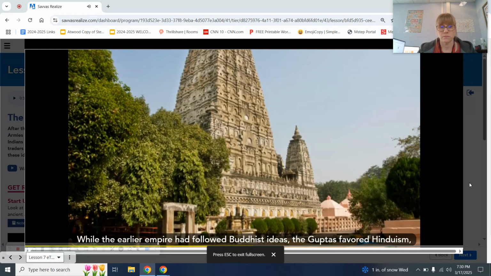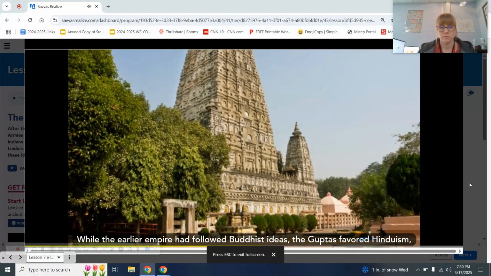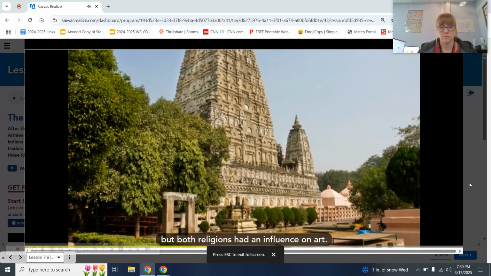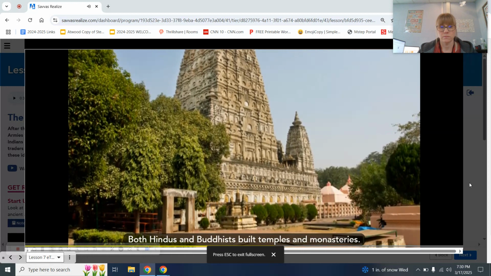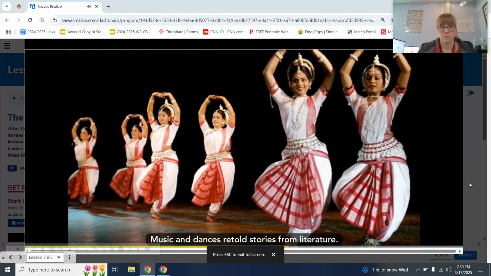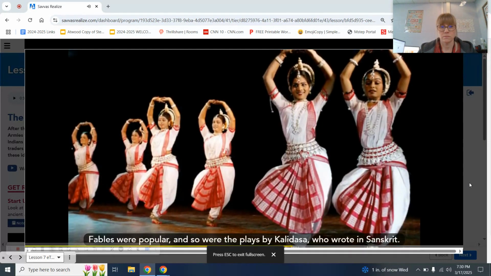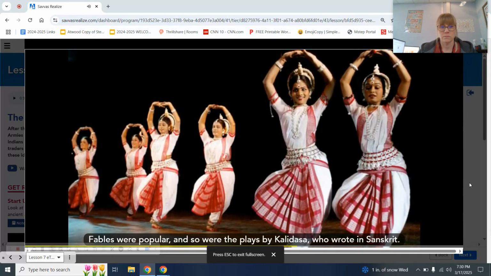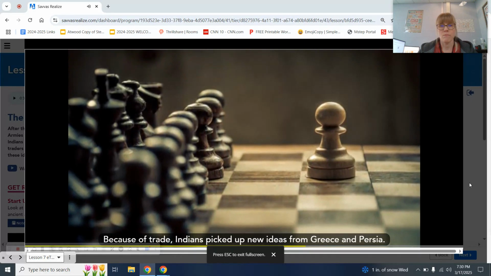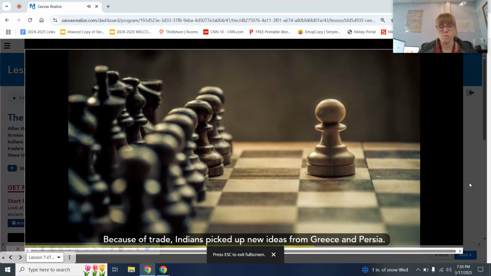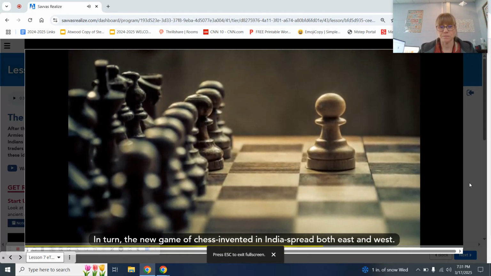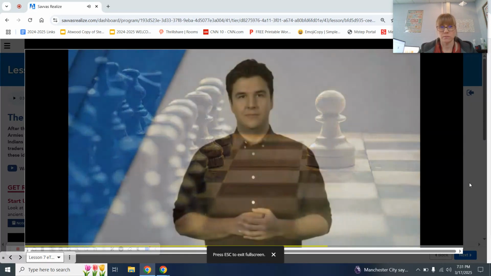While the earlier empire had followed Buddhist ideas, the Guptas favored Hinduism, but both religions had an influence on art. Both Hindus and Buddhists built temples and monasteries. Music and dances retold stories from literature. Fables were popular, and so were the plays by Kalidasa, who wrote in Sanskrit. Because of trade, Indians picked up new ideas from Greece and Persia. In turn, the new game of chess invented in India spread both east and west.